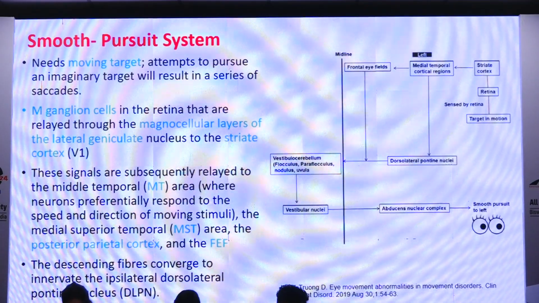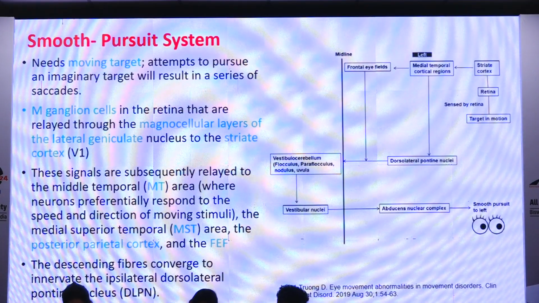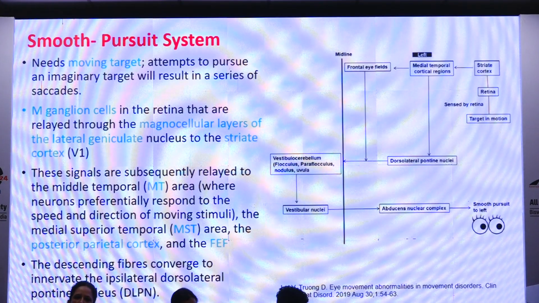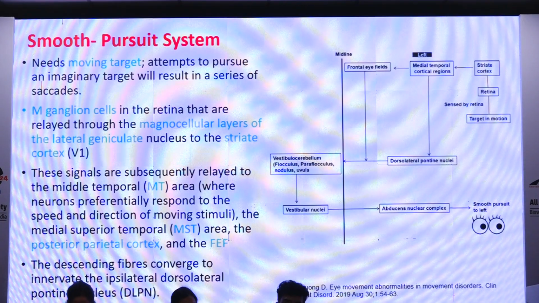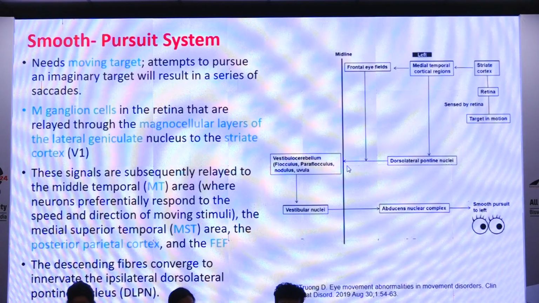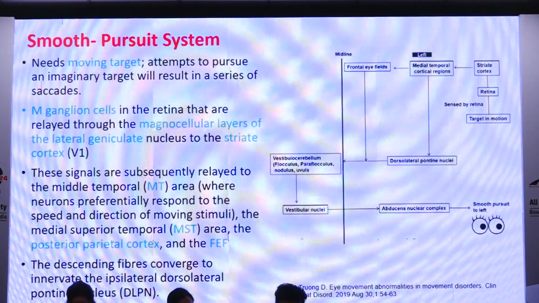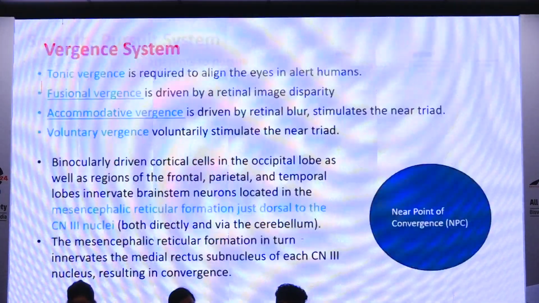Then smooth pursuit, as we track a smooth object of interest. Smooth pursuit is understood a little bit less till now than the saccadic pathway, but most probably the M ganglion cells and the magnocellular layer of the lateral geniculate body to the middle temporal area are mostly involved, and from there it comes to the dorsolateral pontine nuclei, and the vestibular and abducens will be affected. So it is a smooth pursuit and tracking system.